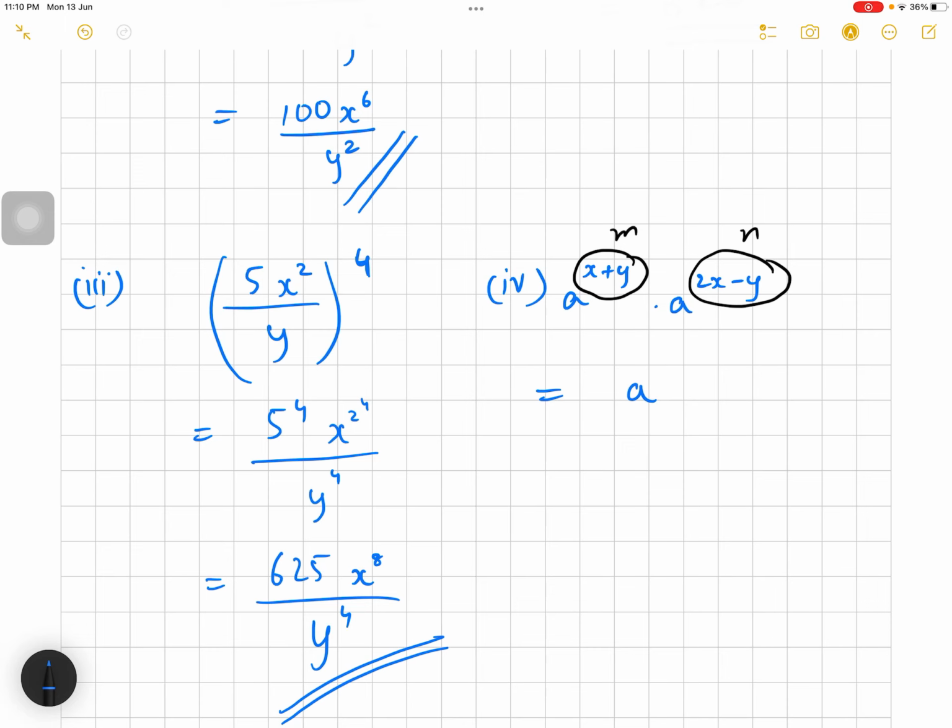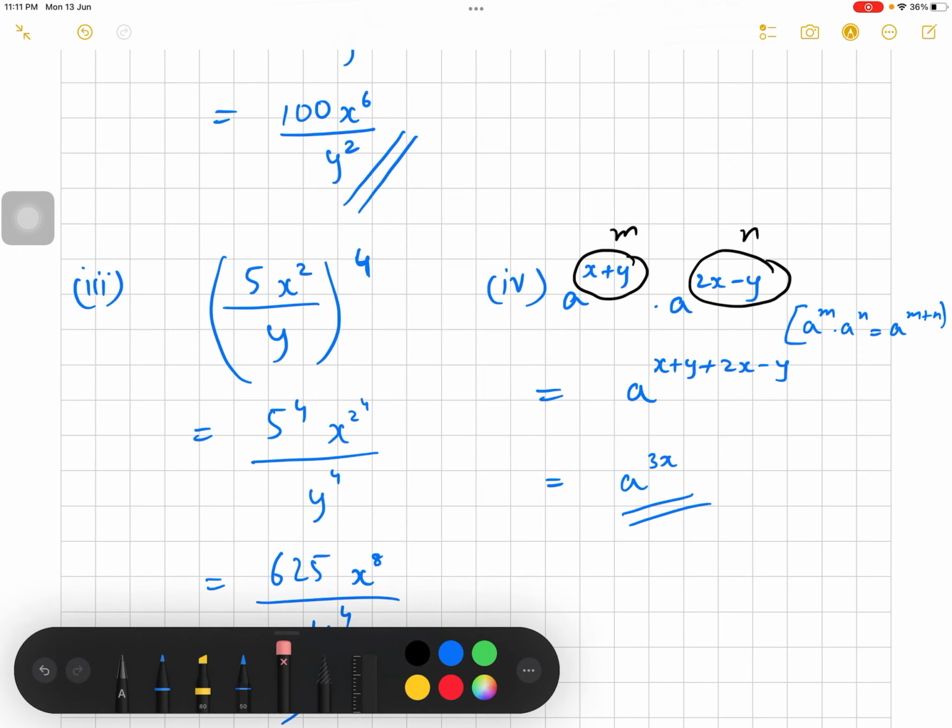So which is equal to a raised to m plus n. So x plus y plus 2x minus y. So plus y minus y cancel. So a raised to 3x. Right? What did I use? a raised to m into a raised to n is equal to a raised to m plus n. I used this law. Okay.